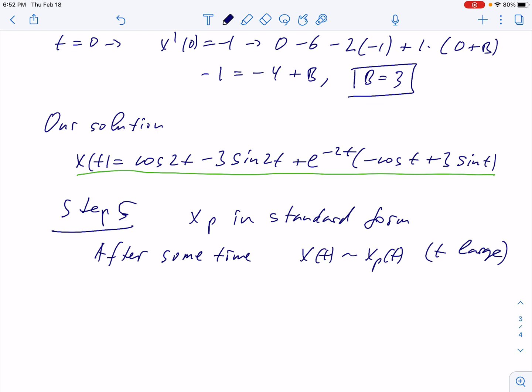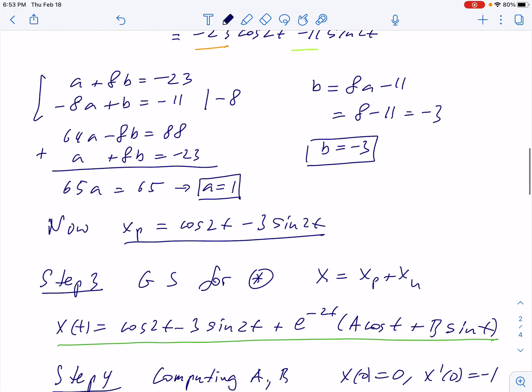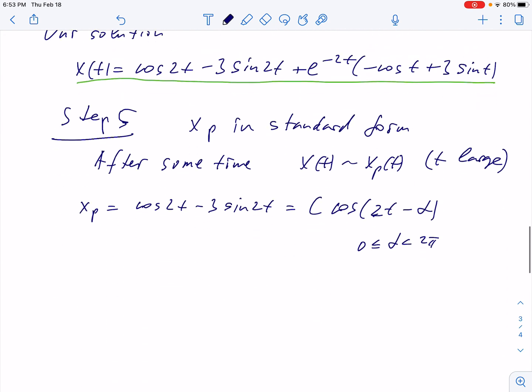What is the standard form? I shall write again. Particular solution was cosine 2t minus 3 sine 2t. I want to put in the form C, amplitude, cosine, frequency here is 2t minus alpha, where alpha is the phase shift angle between 0 and 2 pi. Can be 0 but not 2 pi. It's always positive angle. C is the amplitude.